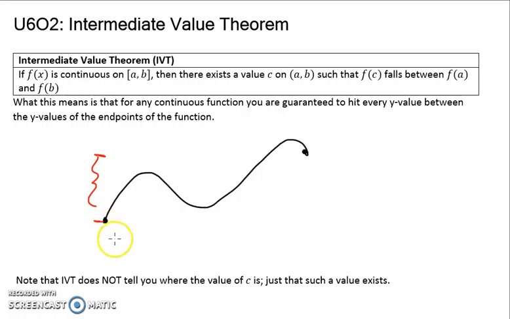Now, one thing that the intermediate value theorem does not tell us is where that value exists. Let's say that this was 7 and this was 9. The intermediate value theorem doesn't say that at x equals 2, the y value is going to be 8. All we know is that the y value somewhere is going to be 8, because 8 is between 7 and 9 on the y values. So it doesn't tell us where, it just tells us that it happens.